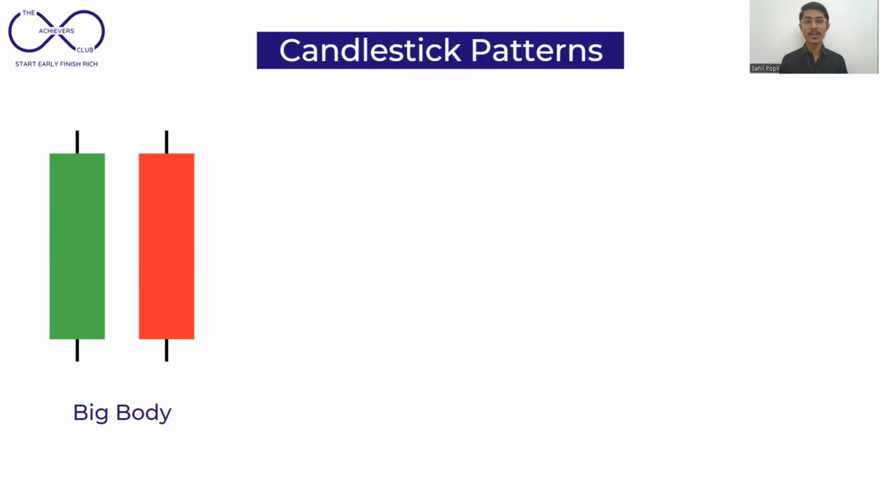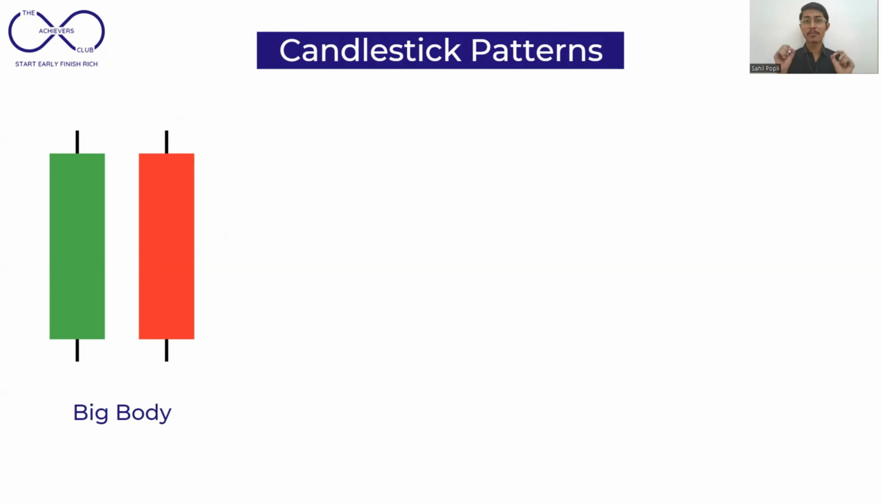The first kind of candlestick pattern which we have to keep in mind is a big body, where the difference between the opening price and the closing price is very big. Similarly for a red candle as well, the difference between the opening price and the closing price is very big.